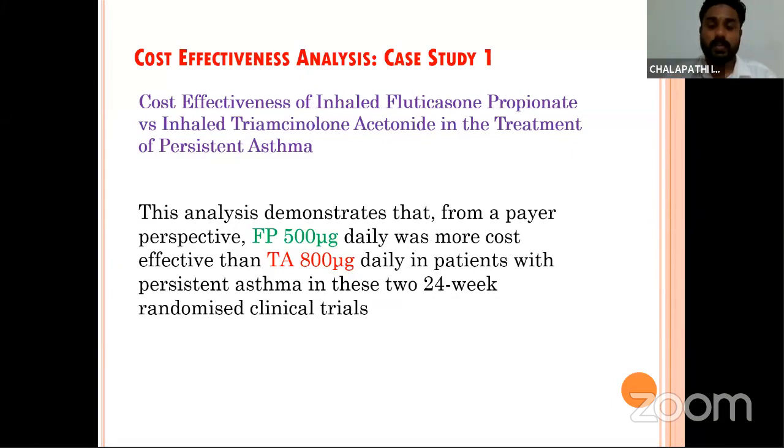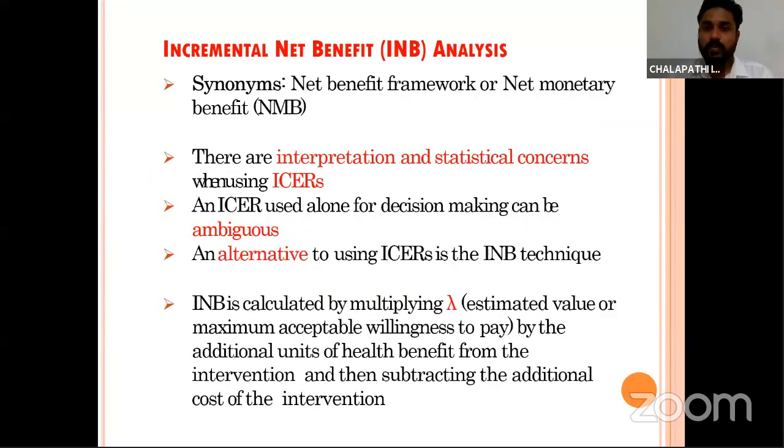But that is not the end. You have to see whether the patient can afford it or not. To know that, you have to do one more step, which is called incremental net benefit. Our cost effectiveness analysis stops at the level of ICER, but to know whether the patient can afford it, you need to do incremental net benefit analysis. When you do this, you have to add one more term, which is represented as lambda, also called willingness to pay.